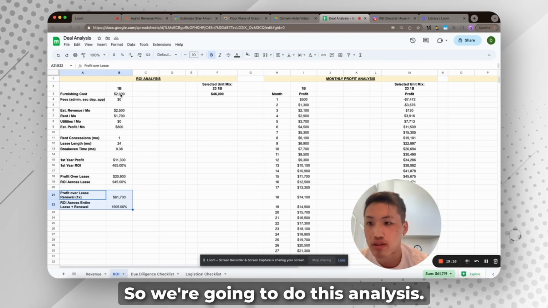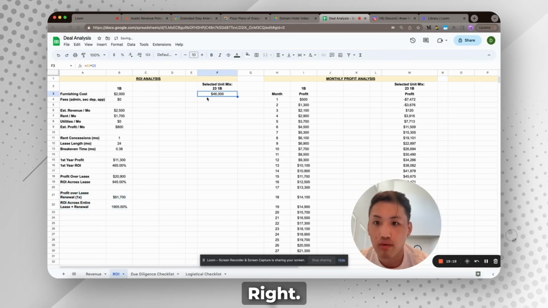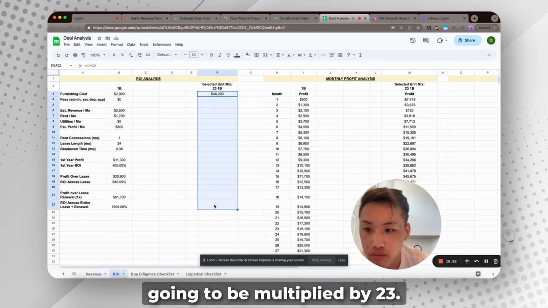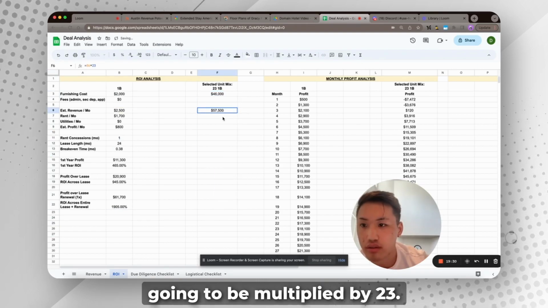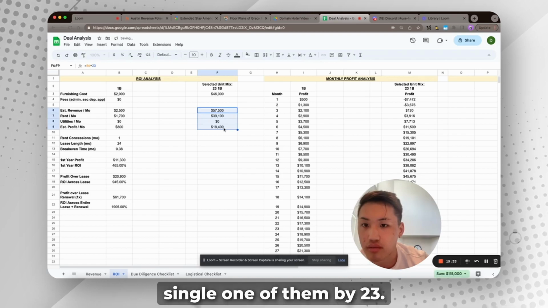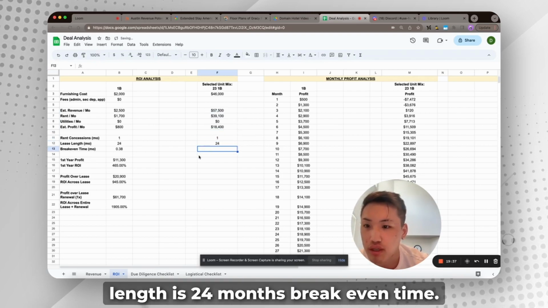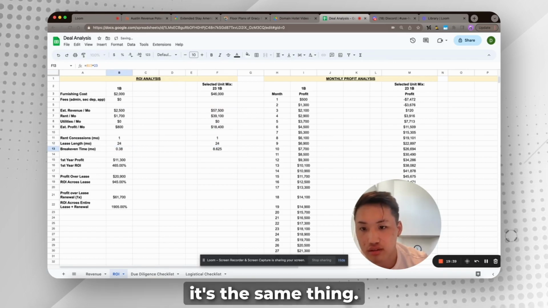So we're going to do this analysis for the selected unit mix, right? This is what it is per unit. Now we're going to take this and it's going to be multiplied by 23. Same thing here, for every single one of them, by 23. Lease concession is 1 month. Lease length is 24 months. Break even time is going to be the exact same because it's the same thing.